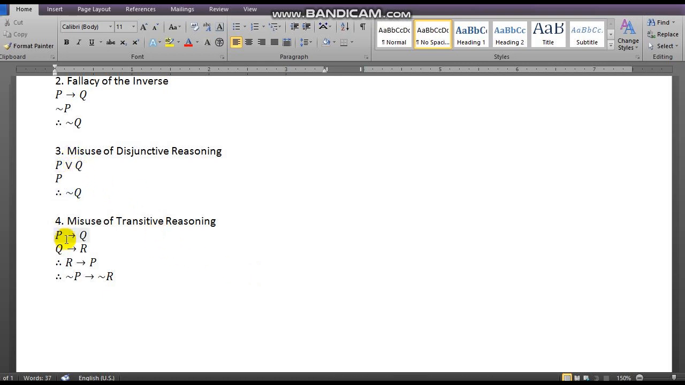The third one is the misuse of disjunctive reasoning. P or Q is true and P is true. So if we say that not Q is true, meaning Q is false, then we are committing the misuse of disjunctive reasoning. Remember that in a disjunction, either one of them is true. If P is true and Q is false, the statement is true. But if P is true and Q is true, the statement is also true. If P is true, it doesn't necessarily mean that Q is automatically false.